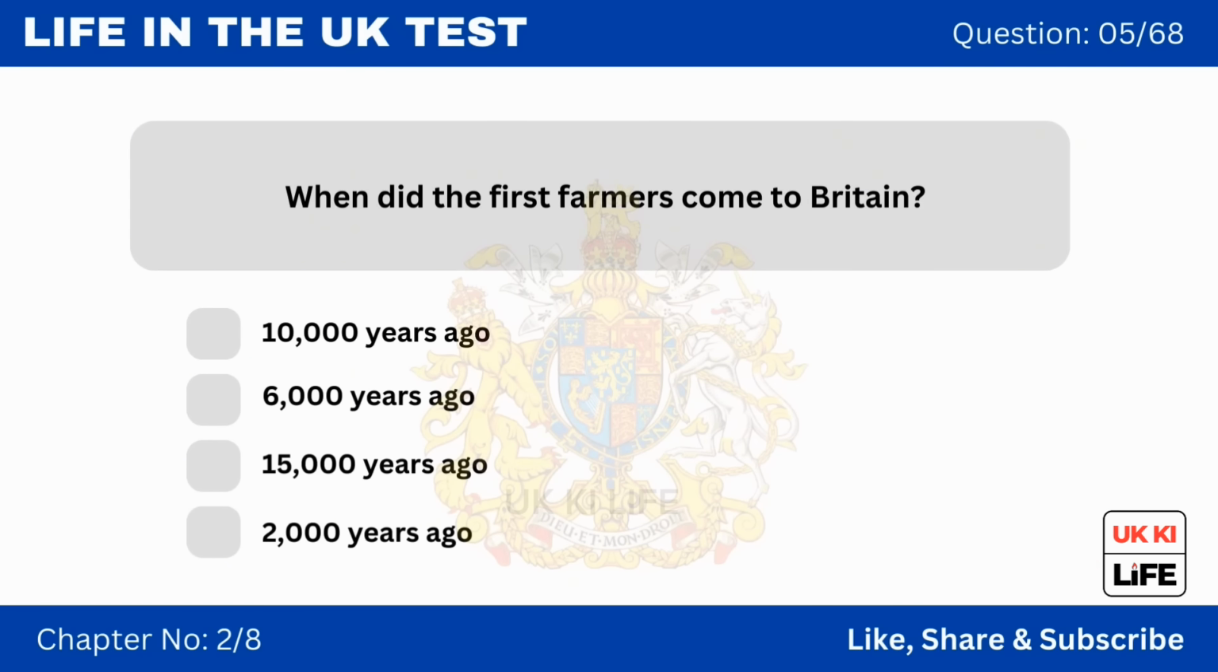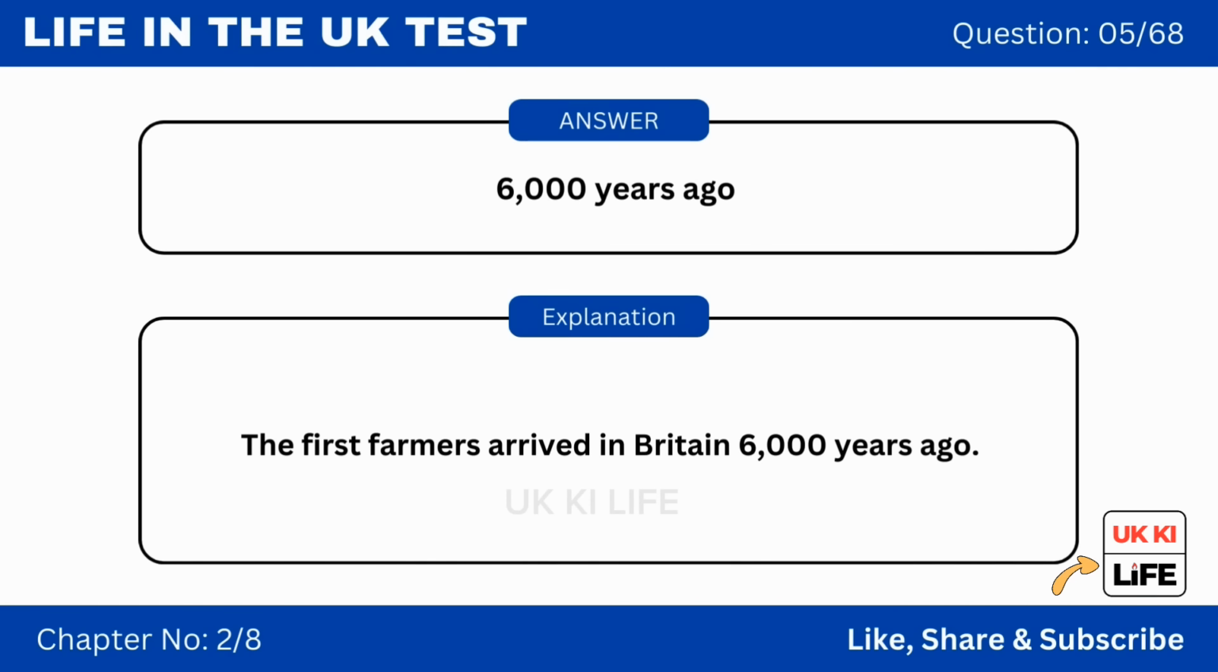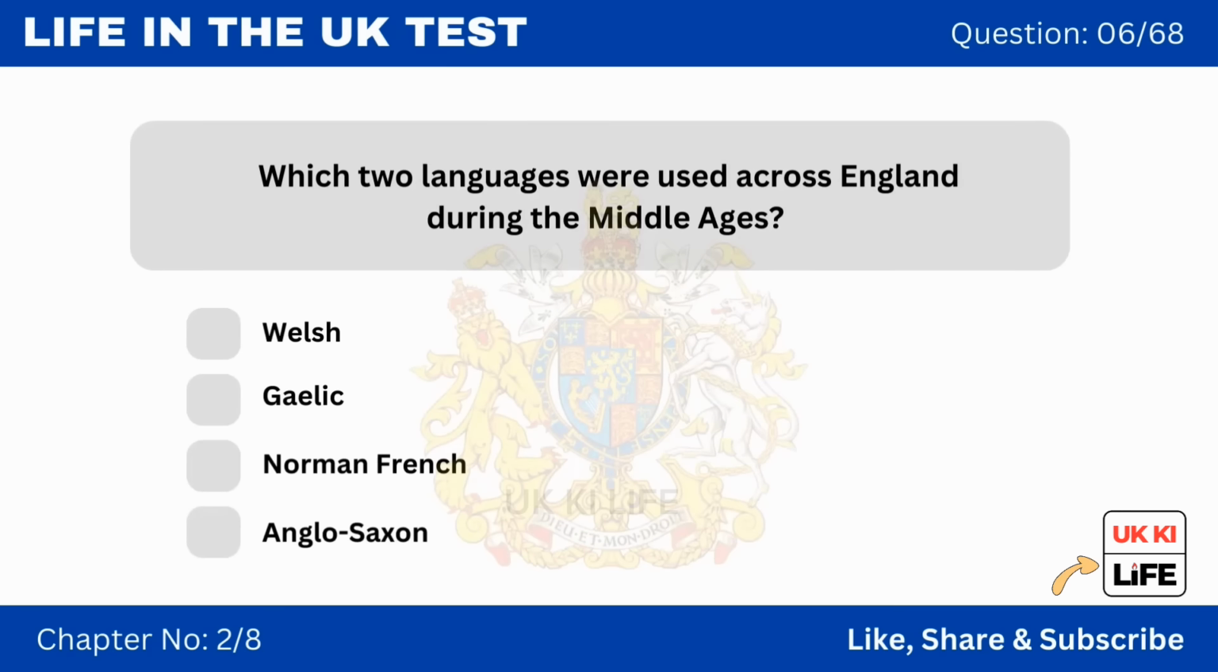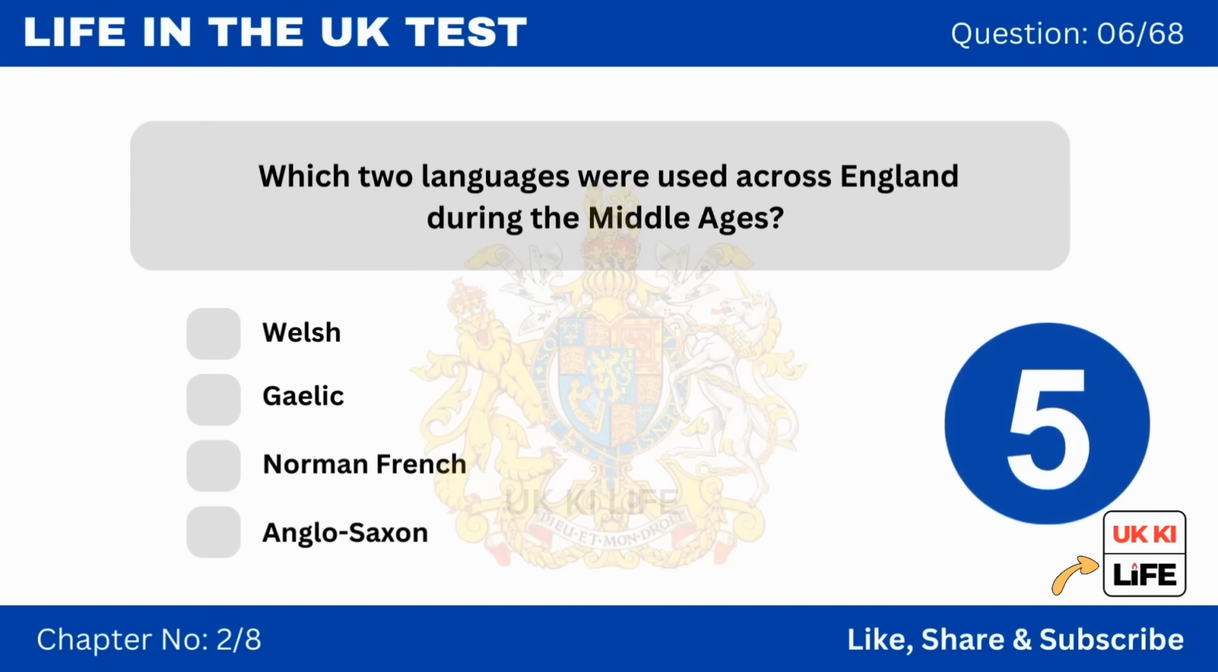The correct option is B. Explanation. The first farmers arrived in Britain 6,000 years ago. Question 6. Which two languages were used across England during the Middle Ages? Welsh, Gaelic, Norman French, Anglo-Saxon.